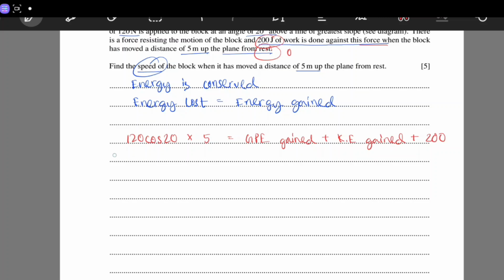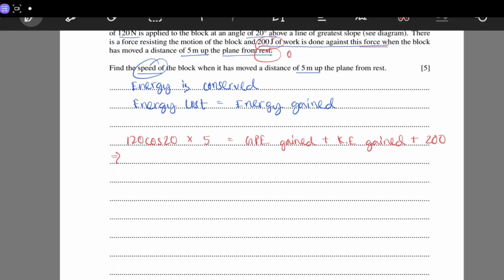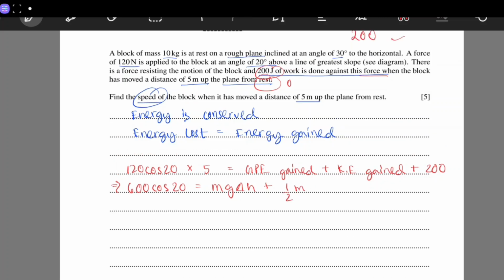Now I just use the required formulas to adjust the equations, or I can also simplify at this time. 120 times 5 is just 600. So 600 cos 20 is equal to GPE gained, which is mg delta h, plus KE gained. So half m v squared, since the speed at the very beginning was 0, plus 200.